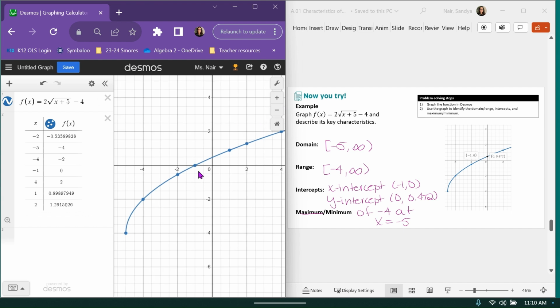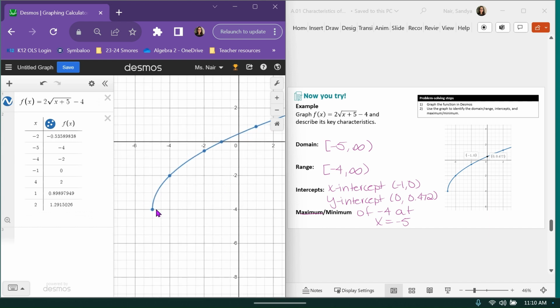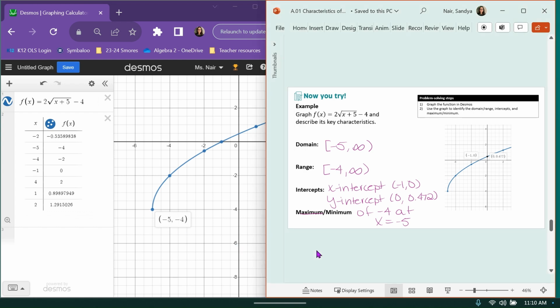The x-intercept, we can just go ahead and click on it, and that's going to be at -1, 0. The y-intercept, if we click on it, it's going to be at 0.472. So we just go ahead and write that down. It does have a minimum value, and that's going to be right here. So it's going to have a minimum of -4, and that's going to occur at x equals -5.